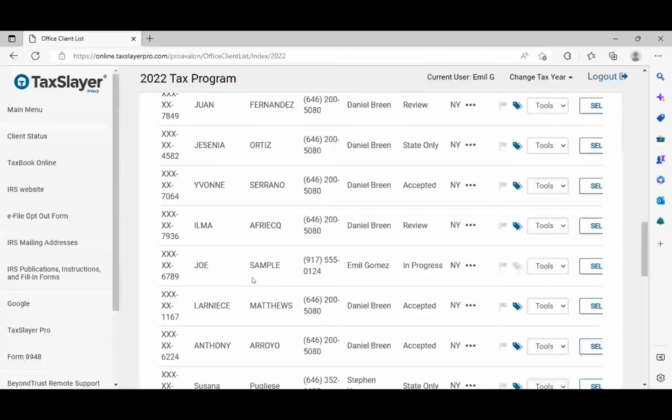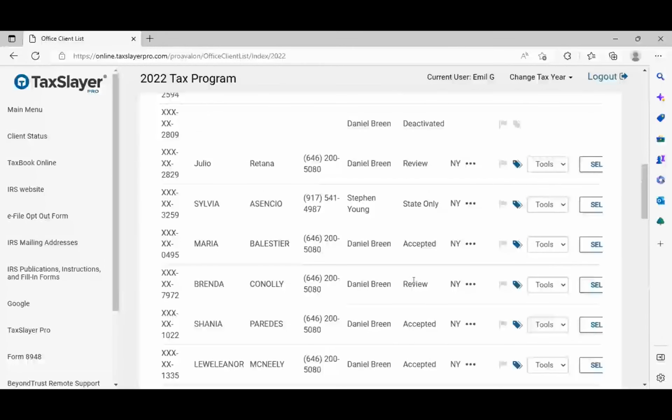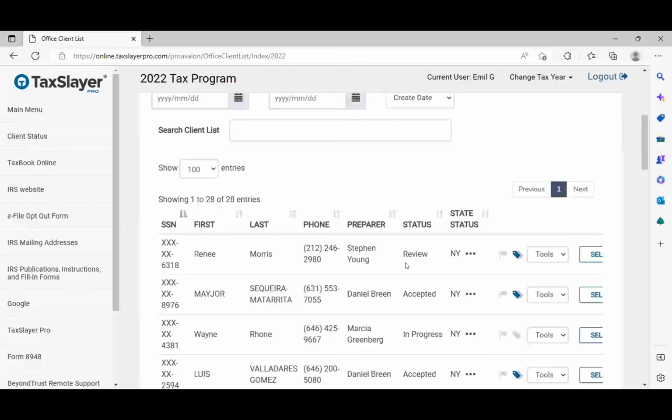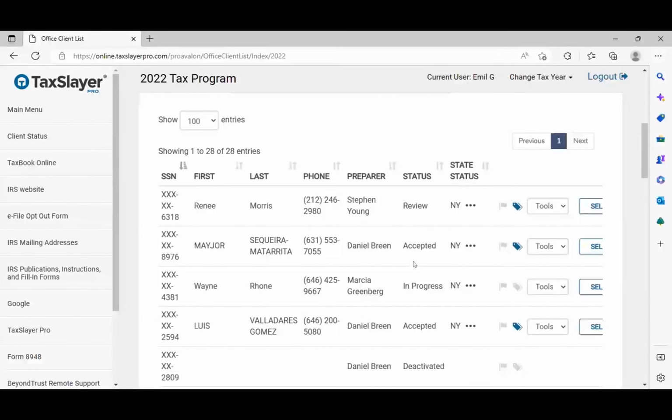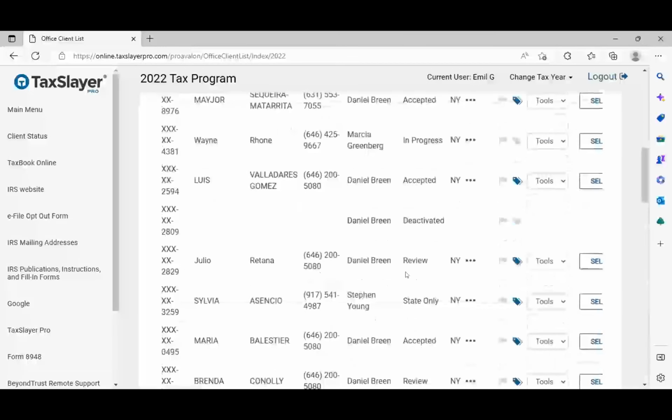Sample's return as a basis for this part of the lecture. And as you can see, that's Mr. Sample's security number. That's a phone number we've created for him. The status of the return is not reviewed, in other words, it doesn't have to be reviewed by somebody. It has not been accepted, in other words, it has not been processed and e-filed. In progress means work still has to be done on it.